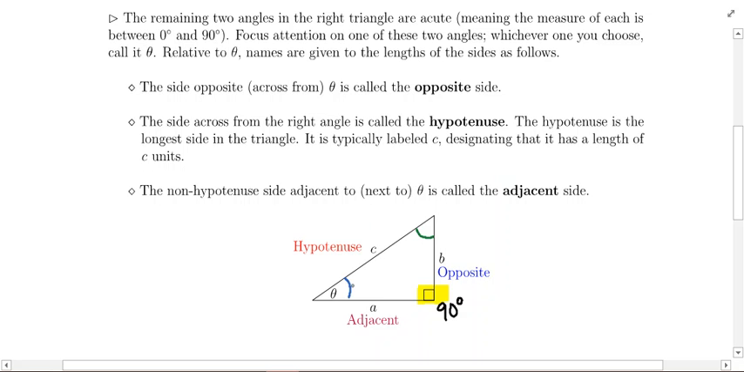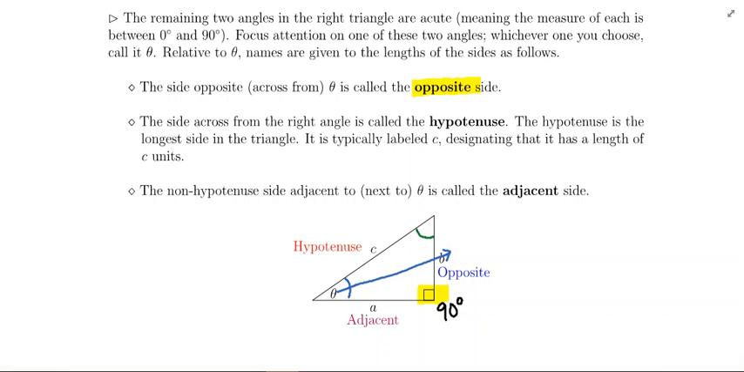All right, so let's start talking names. The first side that we're going to talk about is the opposite side. If you read this little bullet point here with the first diamond, it says the side opposite, which is across from theta, is called the opposite side. Again, when we're dealing with the right triangle, our focus is going to be on the angle theta. If you take your angle theta and you go straight across and you hit a side, that is going to be the opposite side. I'm going to highlight this in blue. So this is the opposite side of the triangle, based on theta.